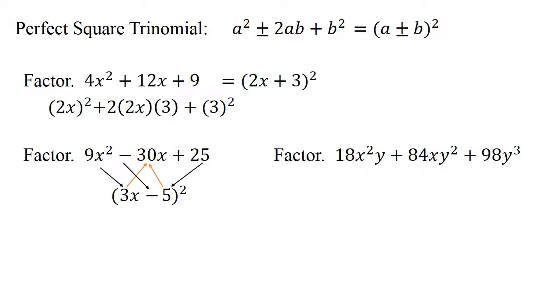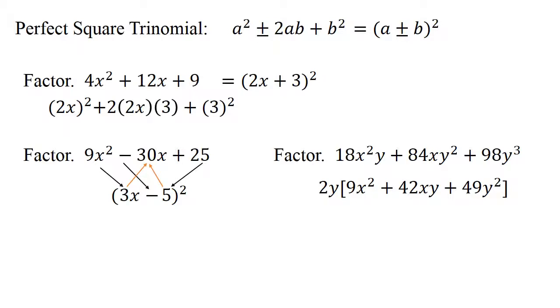Let's look at this problem. 18x squared y plus 84xy squared plus 98y cubed. This does not fit that pattern. 18 is not a perfect square. But I should always look for a GCF. And I notice everybody's even, so everybody's a multiple of 2. Everybody has at least one y, so I can factor a 2y out. And then I get something that fits that pattern.